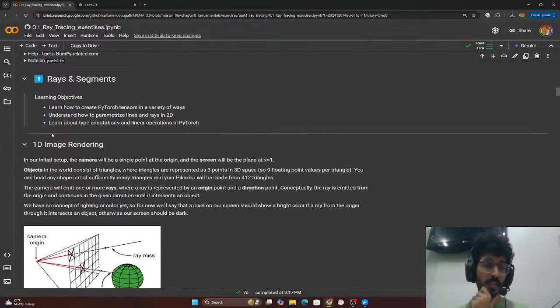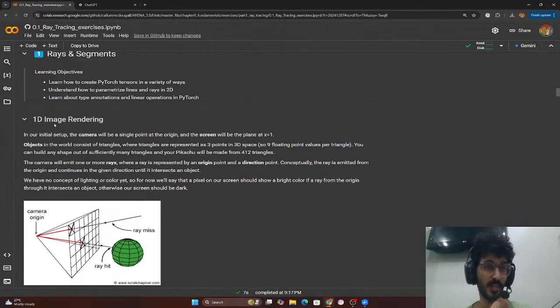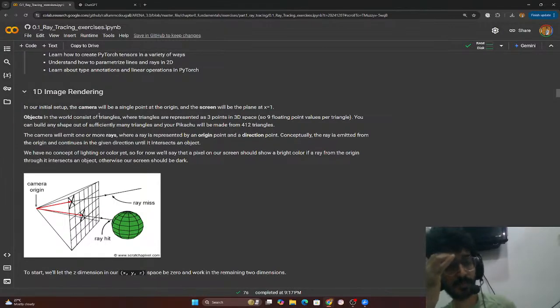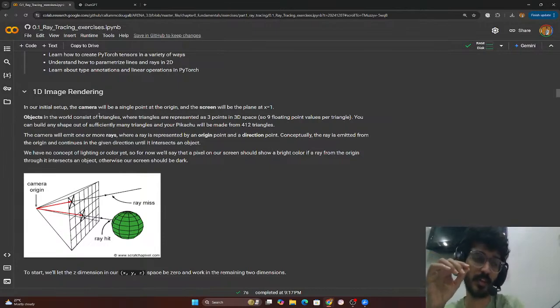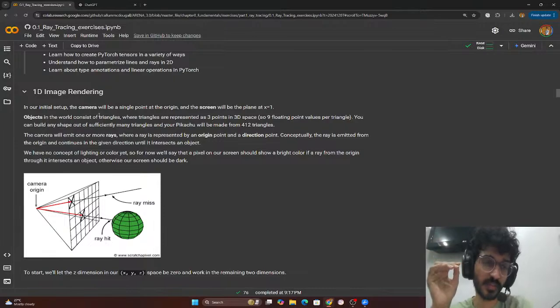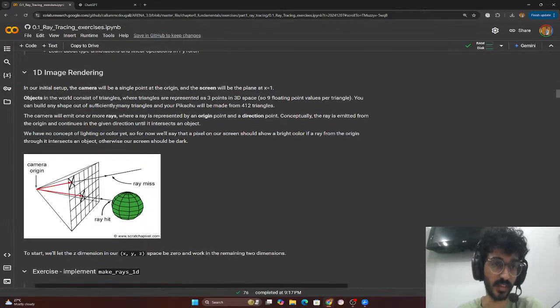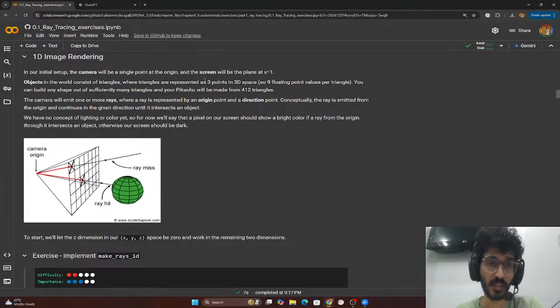So here we are. Start off with 1D image rendering. We have a camera. It'll be a single point at the origin, and there's a screen at x equals 1, just parallel to the YZ plane. And the objects are made of triangles. Triangles are represented as 3 points in 3D space, 9 floating points.